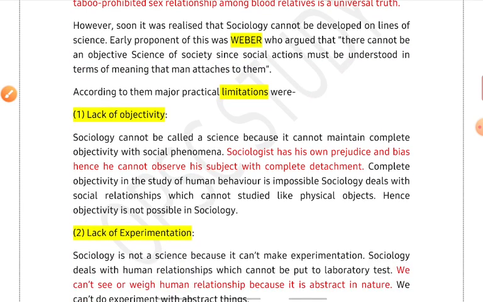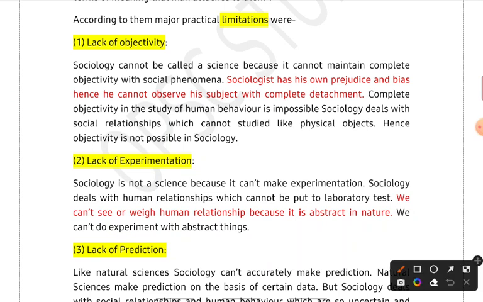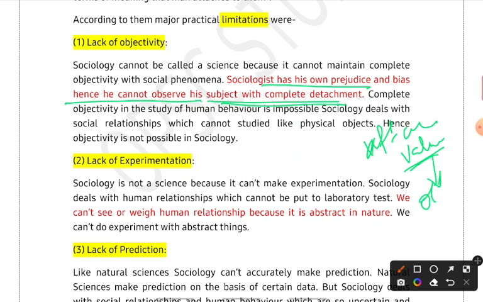So why is it not science? It lacks objectivity. The sociologist has his own prejudice and bias, hence he cannot observe his subjects with complete detachment. The researcher studying a particular social institution might be biased. If the bias comes in, objectivity goes. He attaches values to his study, and if personal values are attached, then the objective nature of the study will dissolve.